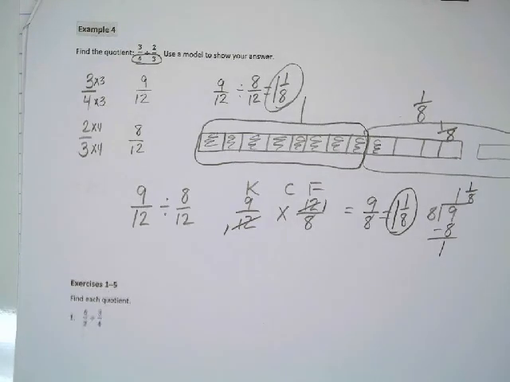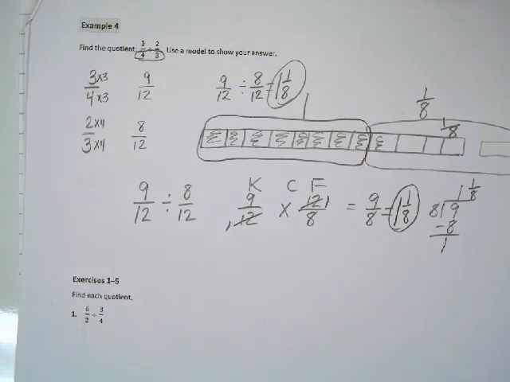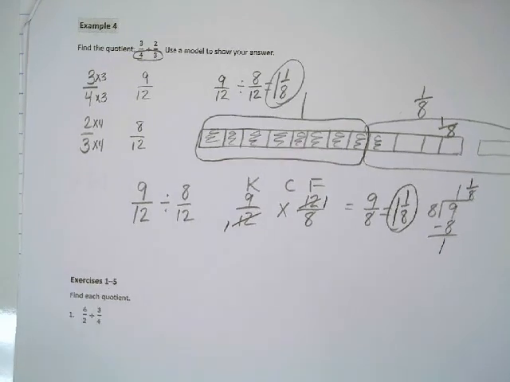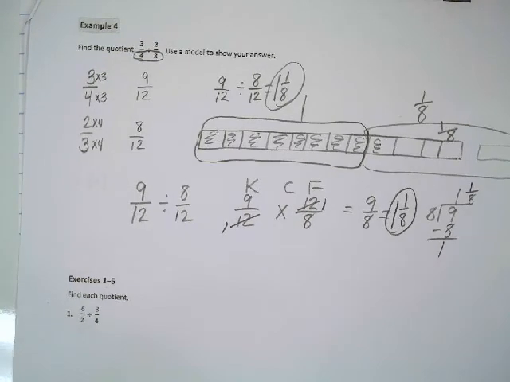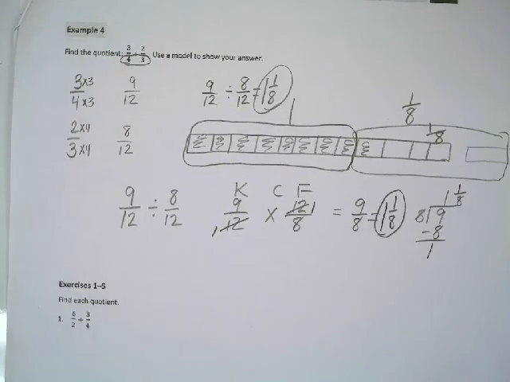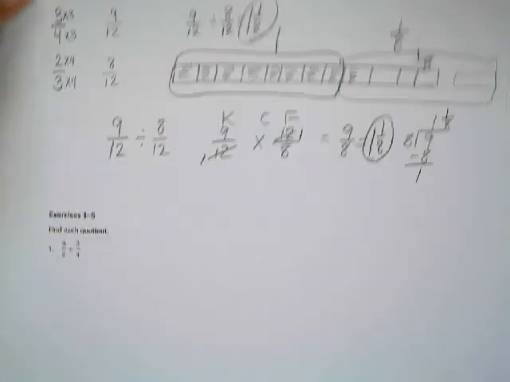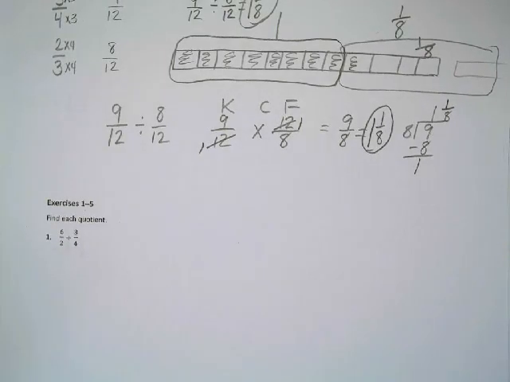You are going to do exercises 1 through 5. It just says to find each quotient. So it doesn't matter to me if you model or if you do just the equation. So do what works best for you. And then your assignment is going to be the problem set 1 through 4 and your exit ticket. And please follow the instructions that are on the problem set and on the exit ticket. See me if you have any questions.